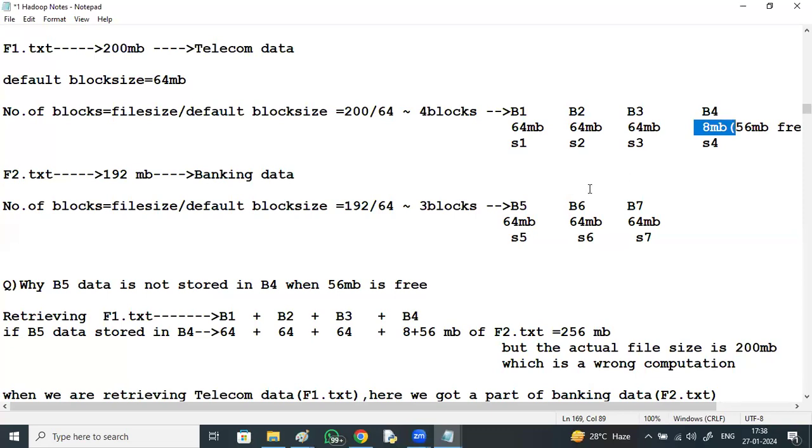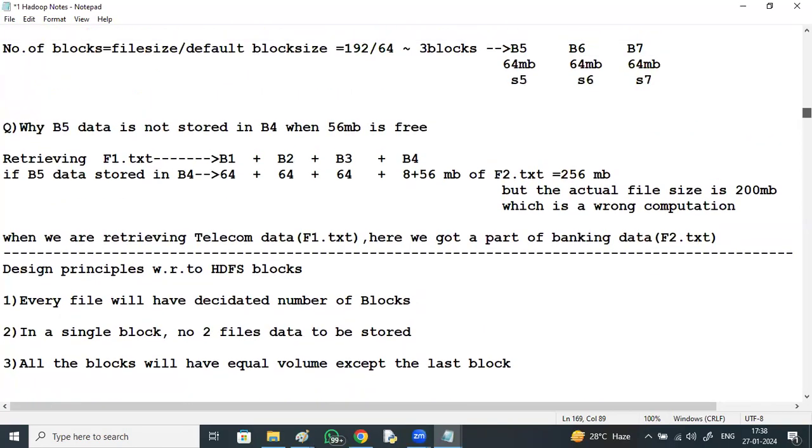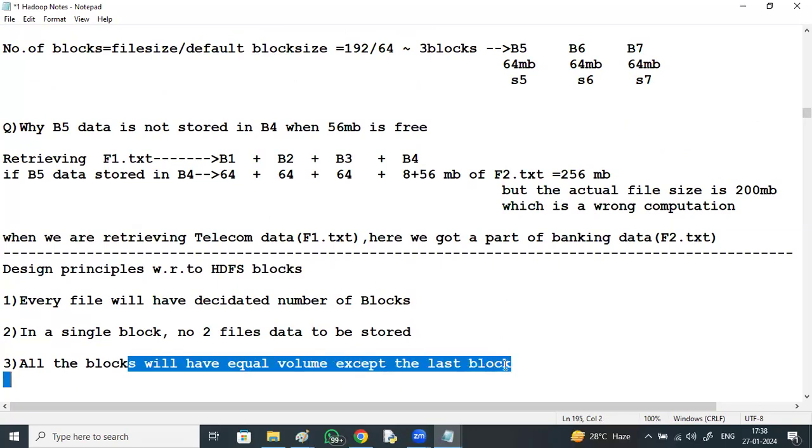I'm sorry, I did not attend the class in the initial 10 minutes. Every file will have all the blocks with equal size except the last block. For example, if it is 220 MB, it means 64, 64, 64, and the last block will have 28 MB.